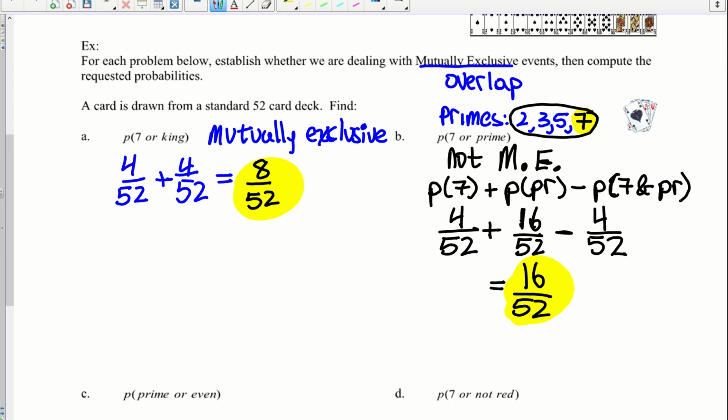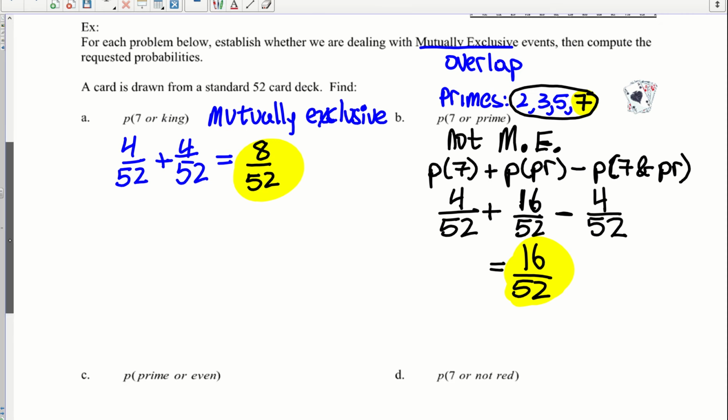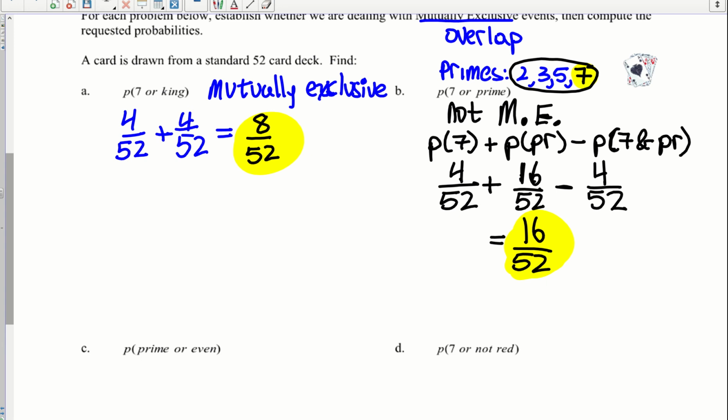Now I'm going to highlight all the answers. Okay, the answers are highlighted. So the next one says prime or even. All right, so prime or even is going to involve an overlap because I have the list of my primes here, and I can see one of them is an even number. So it's not going to be mutually exclusive, so I'll make a note of that.